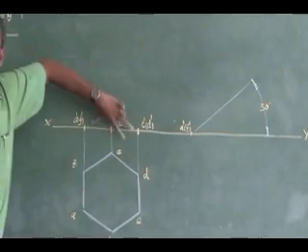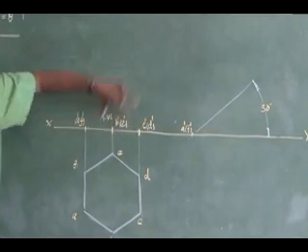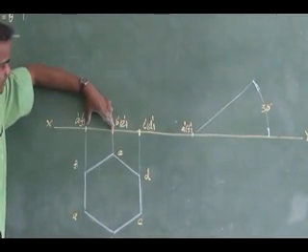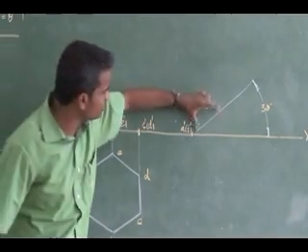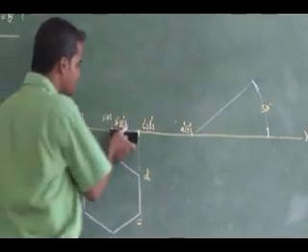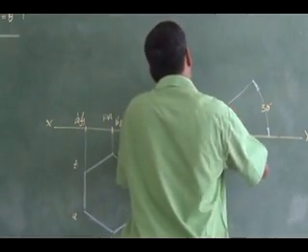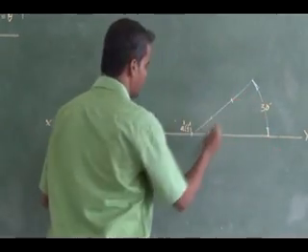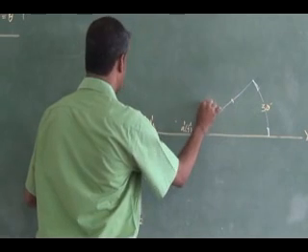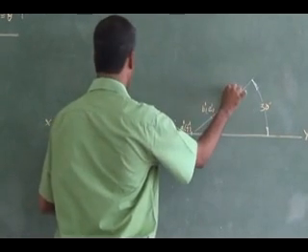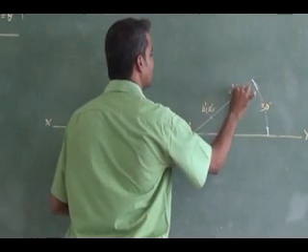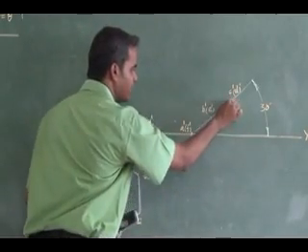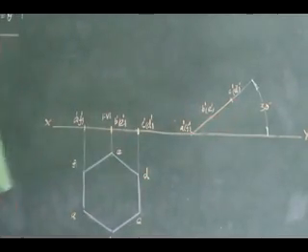30 degrees. I have to reproduce this front view length on this inclination. How can I reproduce this? I have to measure this distance and I have to measure this distance. I have to transfer it here. I have to measure this. Right. So this is going to be my B dash, E dash. This is going to be my C dash, D dash. Right. So this is going to be my final front view. You got the final front view.